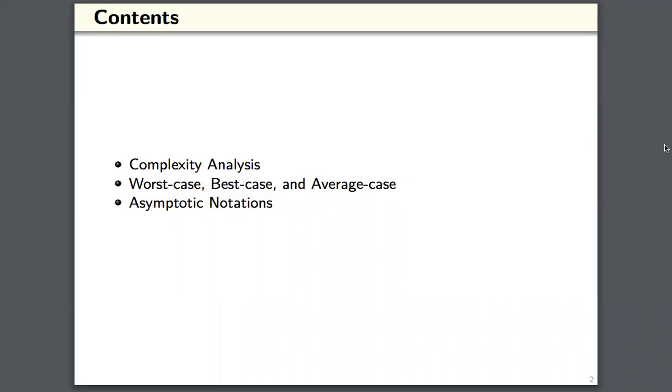So as analysis is spread throughout this course, we want to first understand how to analyze algorithms. You can call this algorithm analysis or complexity analysis or asymptotic analysis. They are kind of the same. So the topics we will cover in this section: complexity analysis, worst case, best case, average case, asymptotic notations. Okay, let's start.